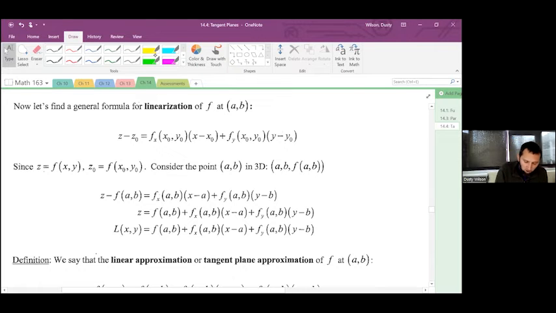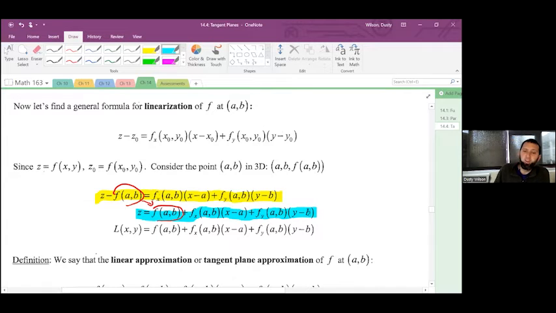So in this case, and I'm just going to highlight as we go because there's a lot of symbols here, we would say that z minus f of a, b is equal to the partial derivative of f with respect to x evaluated at a, b, times x minus a, plus the partial derivative of f with respect to y at a, b times y minus b. You could shift the f of a, b to the other side. And so now we would have that z is equal to f of a, b plus the partial derivative of f with respect to x evaluated at a, b times x minus a, plus the partial derivative of f with respect to y at a, b times y minus b.